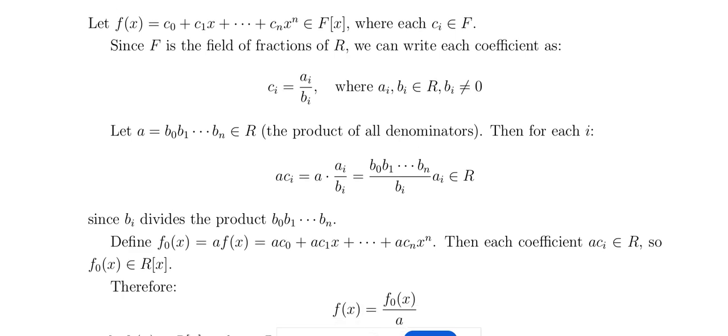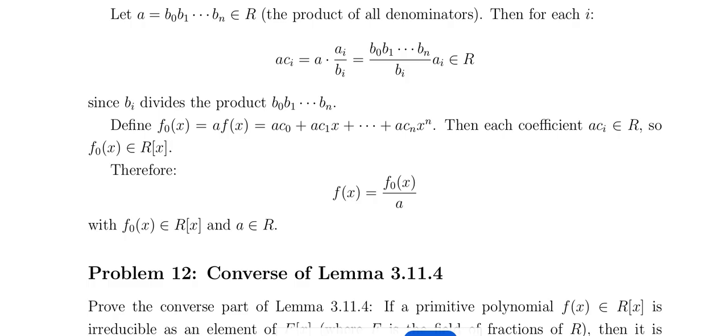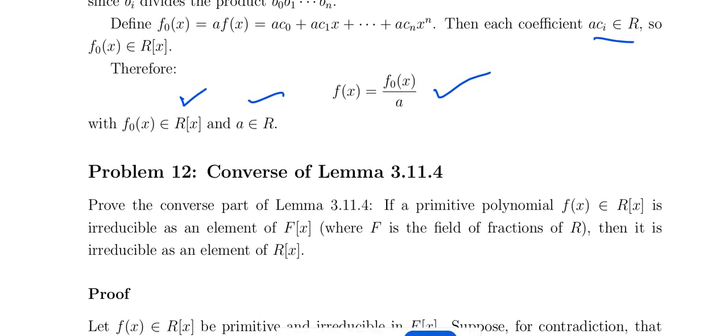So now define f naught of x as a times f of x. Then each coefficient a c_i belongs to R. Therefore f naught of x belongs to R of x. Therefore f of x equals f naught of x divided by a, where f naught of x belongs to R of x and a belongs to R.